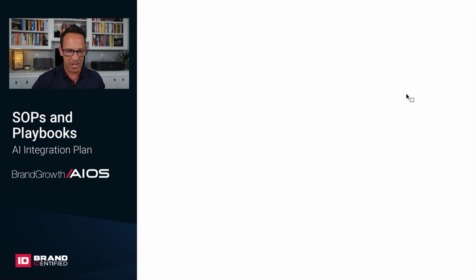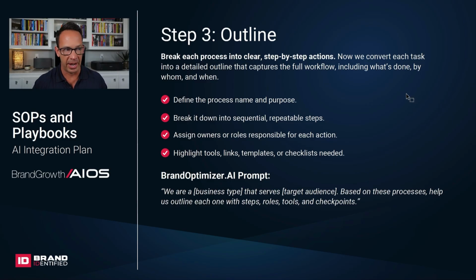So moving on here into step number 3, and that is to outline. Break each process into clear step-by-step actions. Now we convert each of these tasks into a detailed outline that captures the full workflow, including what's done, by whom, and when. So define the process name and the purpose, break it down into sequential, repeatable steps, assign owners or roles responsible for each of those actions, and then highlight the tools, the links, and the templates or the checklists that are needed.